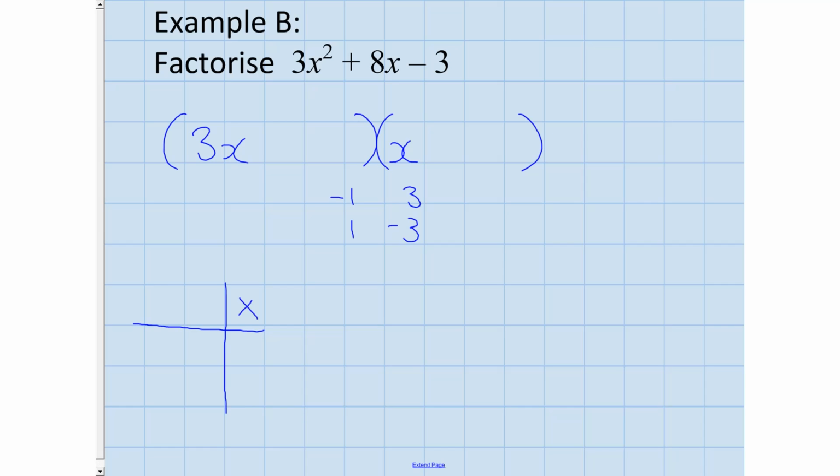So let's try 3x and x, and we shall try minus 1 and 3 first. 3x times x is 3x squared, minus 1 times x is a minus x, 3x times 3 is 9x, and minus 1 times 3 is minus 3. And what do you know? We found it straight off. 9x minus x gives us 8x, so it's this way round, so it's minus 1 and plus 3. So you may not always be as lucky as that, you may have to do a bit more trial and error, but you will hopefully find one eventually.